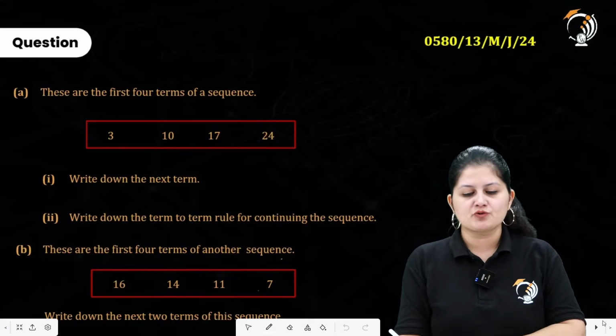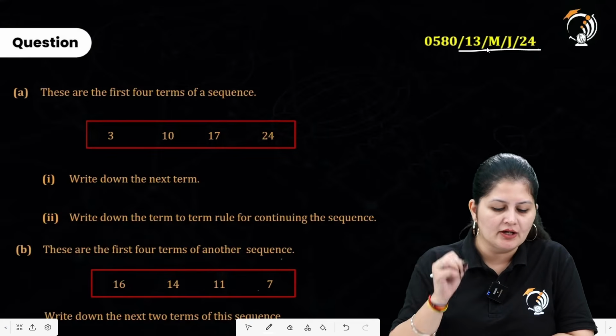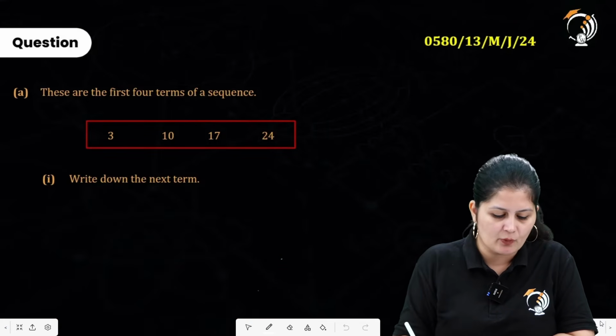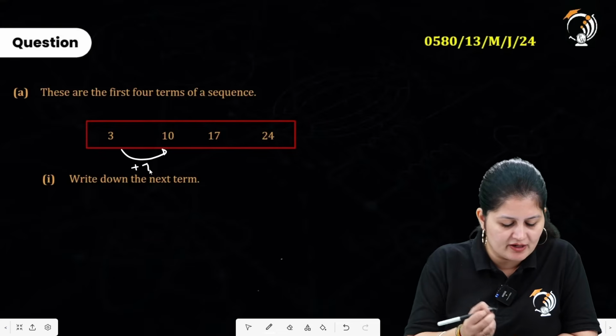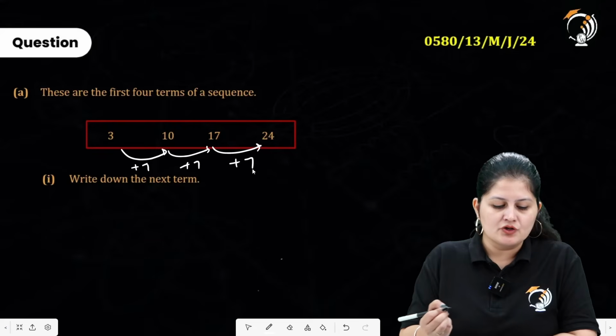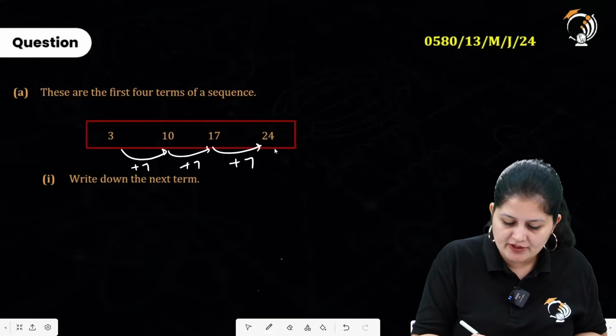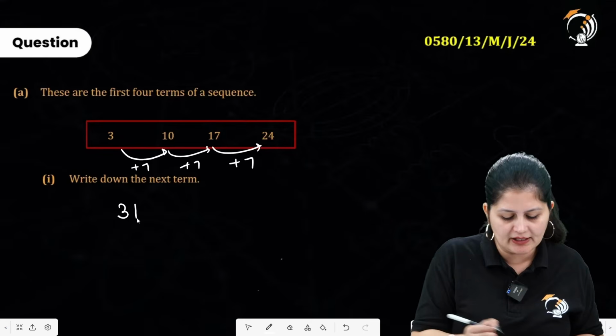Moving to the next question, which is again a question from the paper of May-June 24 from the variant 1-3. So let's just read and understand the question. It says that we have been given a sequence where there is a common difference of 7. Correct? So here the next term is going to be again plus 7. So 24 plus 7, that is going to be 31.